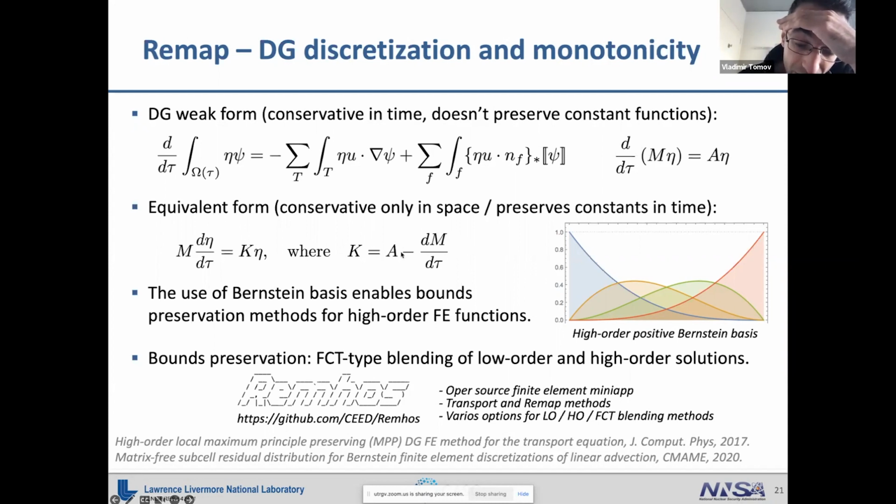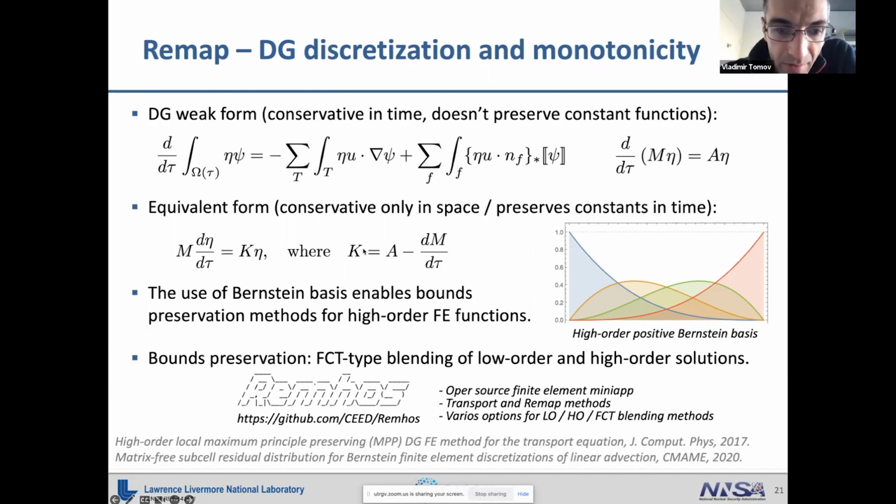There are details there, but we choose this form because it allows us to preserve bounds. The other thing that allows us to preserve bounds is that we use the high order positive Bernstein basis. Because with finite elements, if it's not a positive basis, even though you may be preserving the bounds at the degrees of freedom and the quadrature points, it can still oscillate. But with positive basis, that's not the case. Your function will always be bounded by the values at the degrees of freedom.